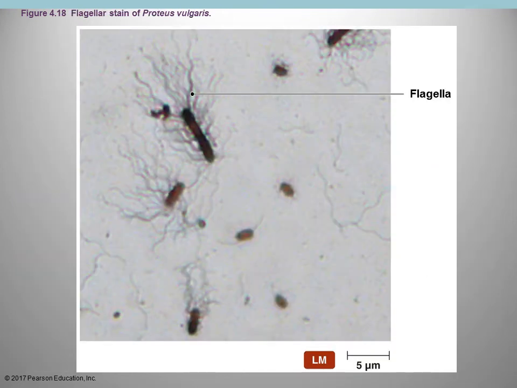Flagella stains. Some bacteria, not all, but some do have flagella, and you can use the location, the arrangement of them to help. You cannot identify solely on that, but it's going to be like another piece of the puzzle to help you identify what you have. As you can see, this particular bacteria has multiple flagella on it.